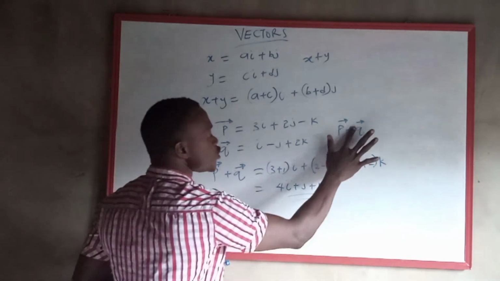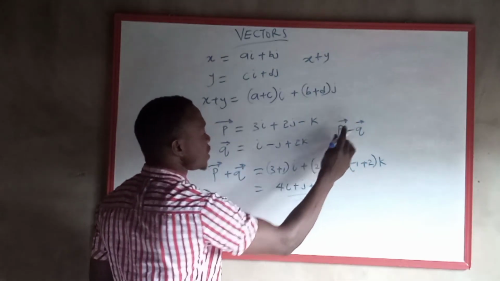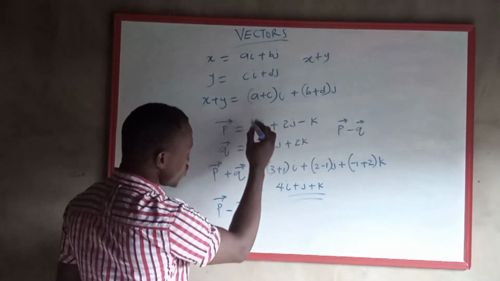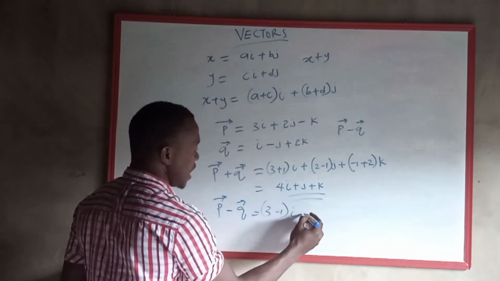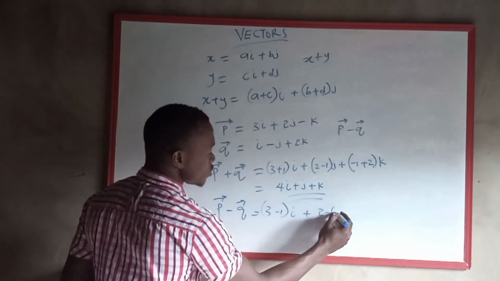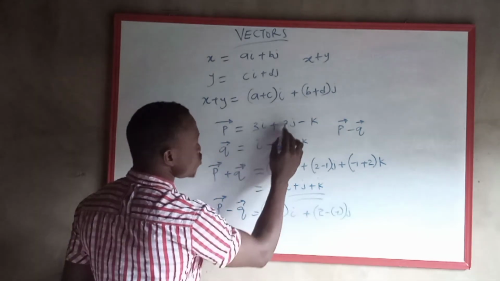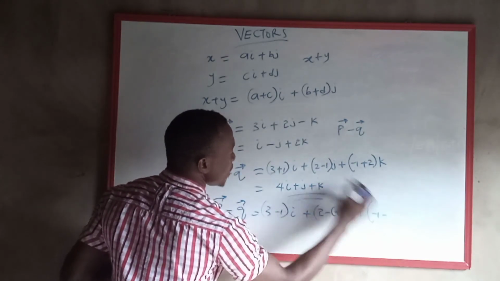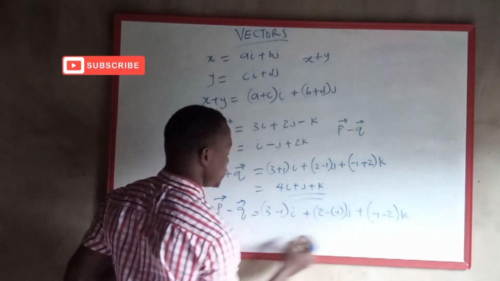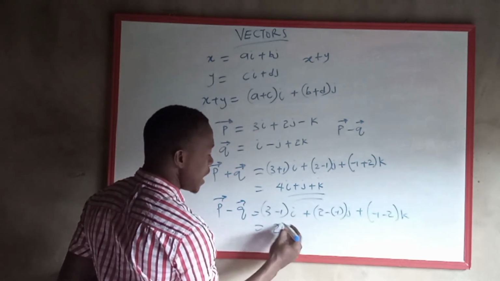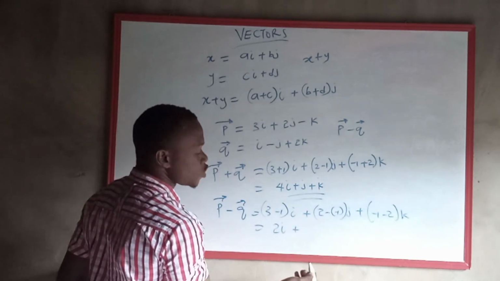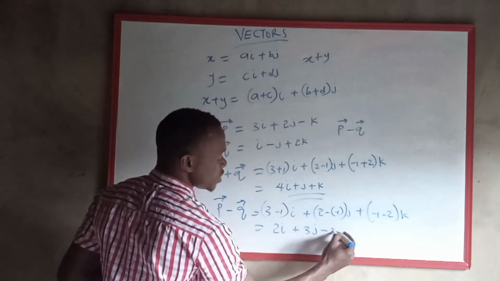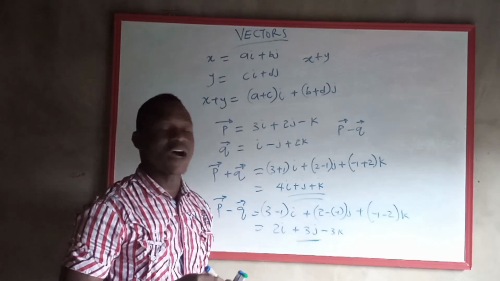The same thing happens for subtraction. If we are asked to subtract, we have p minus q equal to 3 minus 1 i, plus 2 minus minus 1 j, plus minus 1 minus 2 k. So 3 minus 1 gives us 2i. 2 plus 1 gives us 3j. Then we have minus 3k. So that is for addition and subtraction.